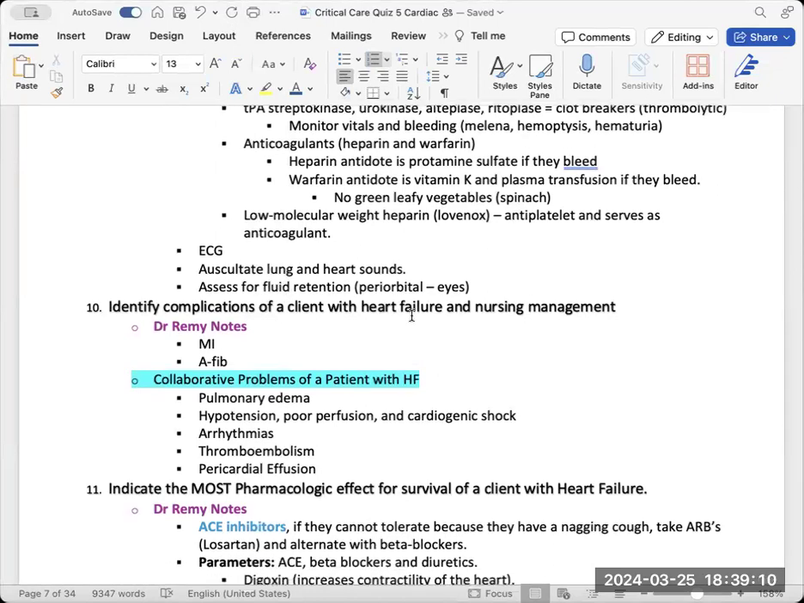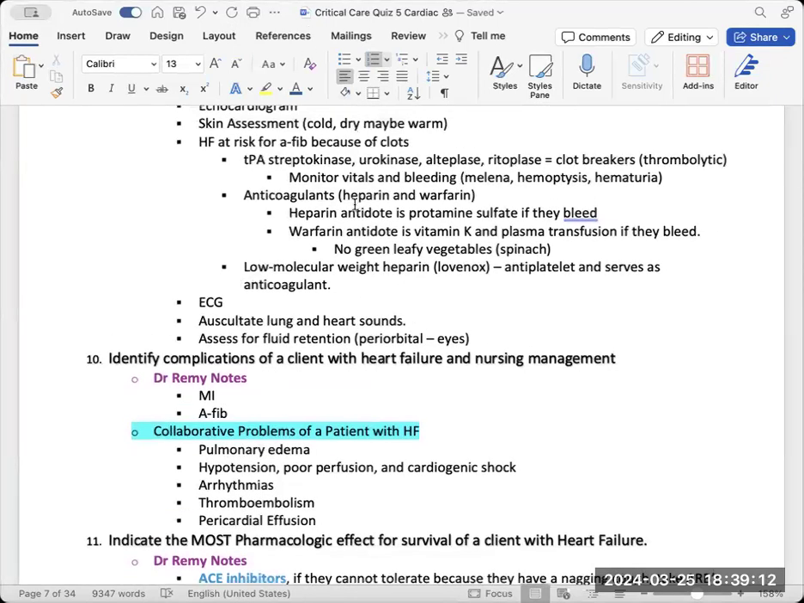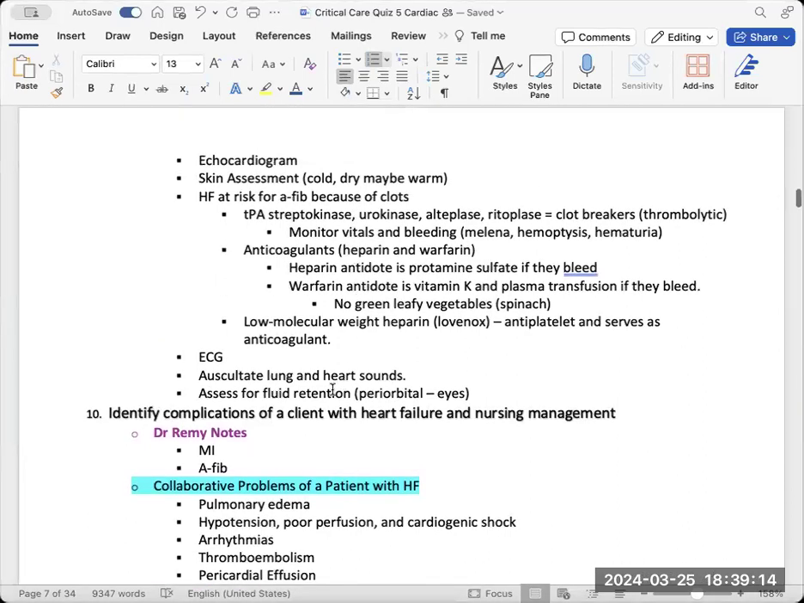We also always want to look at lung and heart sounds as well as fluid retention, right? Like periorbital edema. If it's going to the face, that means it's worsening, because typically heart failure patients, especially right-sided, will have lower peripheral edema, maybe some edema in the hands, but now it's coming to the face, which shows it's getting worse.